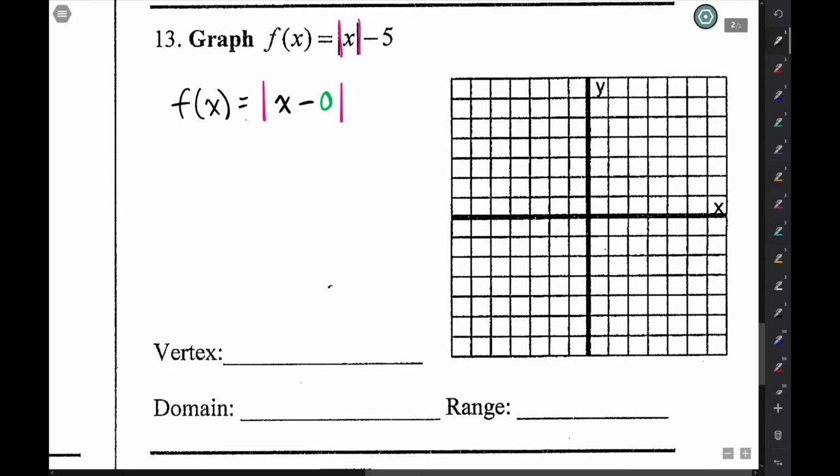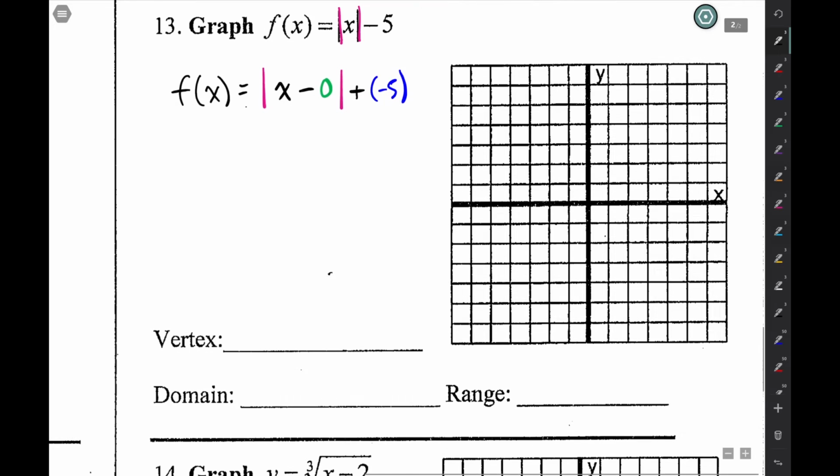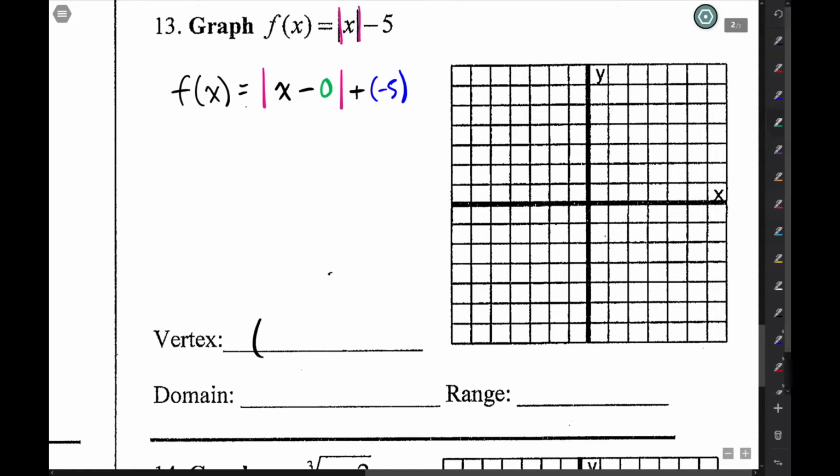Now this negative 5, well, that's the same thing as adding a negative 5. So adding a negative 5. Now we have our x and our y values for our vertex. Sorry for fumbling. I think I'm getting a little tired. But we have 0, negative 5 for our vertex. And that is cool. We go down 1, 2, 3, 4, 5.